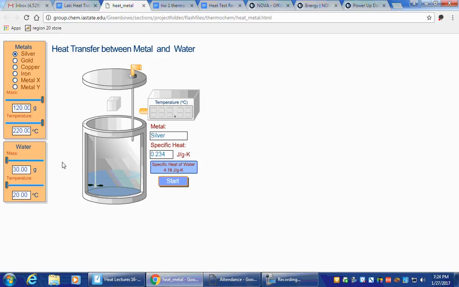Okay, so anyways, your initial temperature of the silver is 220. The mass is 120 grams. If you were converting this into kilograms, what would you have to do? You divide by 1,000, so move this decimal place over 3 times, right? So let's go ahead and start. The specific heat of silver is 0.234.